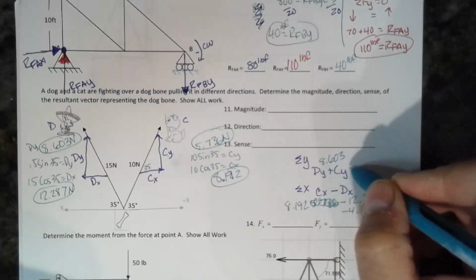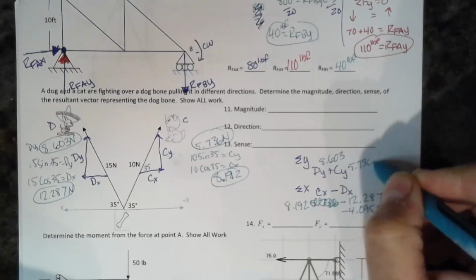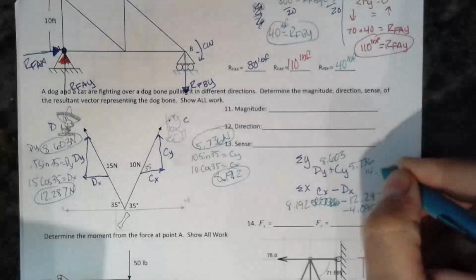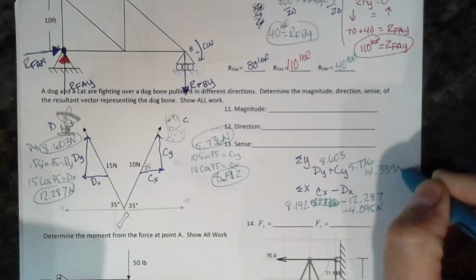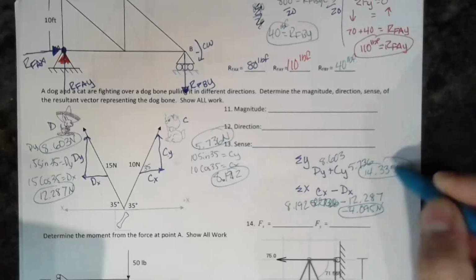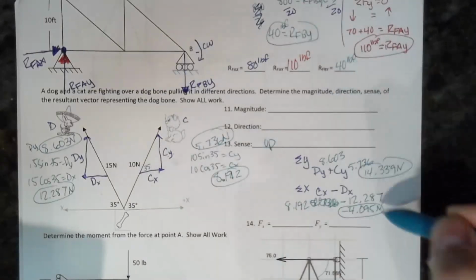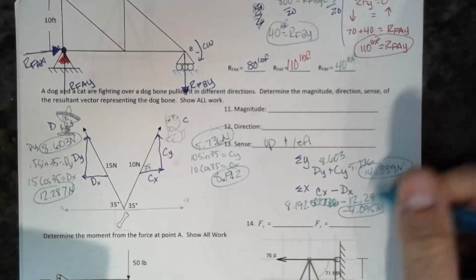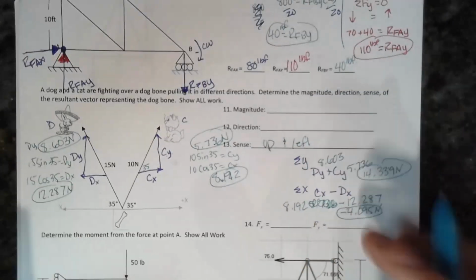And adding the y's together, 8.603 plus 5.736 gives me 14.339. Okay, so what do these mean? It means that it's going up for my sense and it's going left. All right, its direction we don't know because we have to do some math for that, and its magnitude we don't know. To figure out the magnitude, we're going to do Pythagorean theorem.